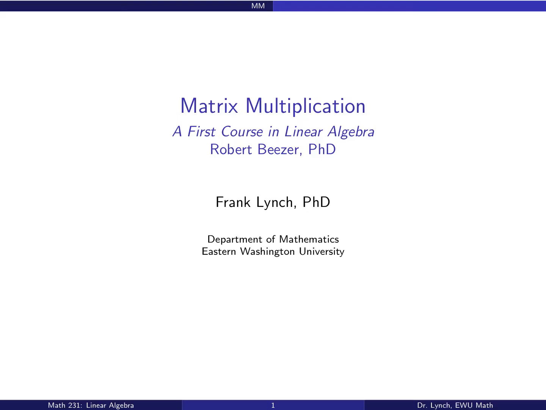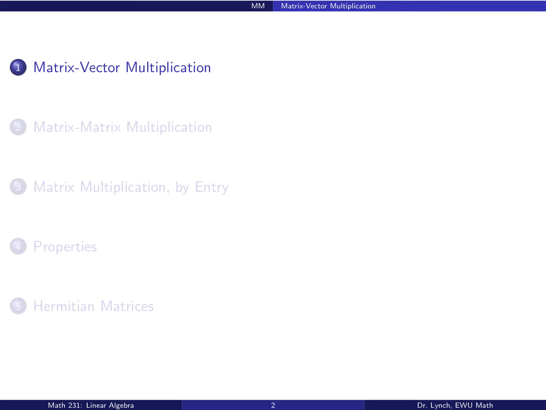Welcome folks, second video in our chapter on matrices, this video on matrix multiplication. So we start off defining matrix multiplication in terms of matrix vector multiplication. After seeing a couple examples and some properties, we see that matrix multiplication can be defined as a whole bunch of matrix vector multiplications. Some of you may have seen matrix multiplication in another context, and if you have, matrix multiplication by entry will be familiar to you.